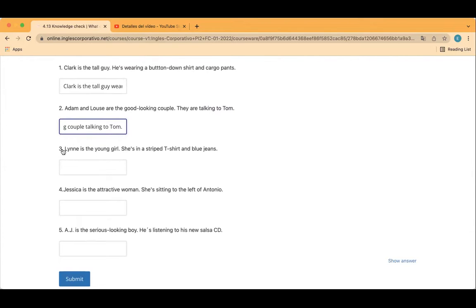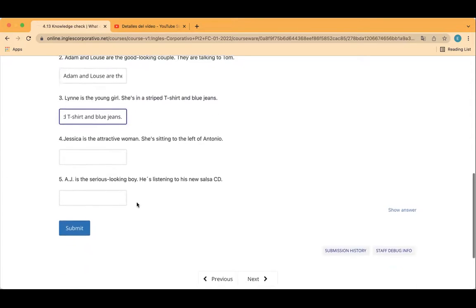And that's it. Number three. Lynn is the young girl. Correct. Copy. Only copy. Lynn is the young girl. In a striped chair, and blue jeans. Correct. And then only the preposition. The preposition is in. Only copy and paste.